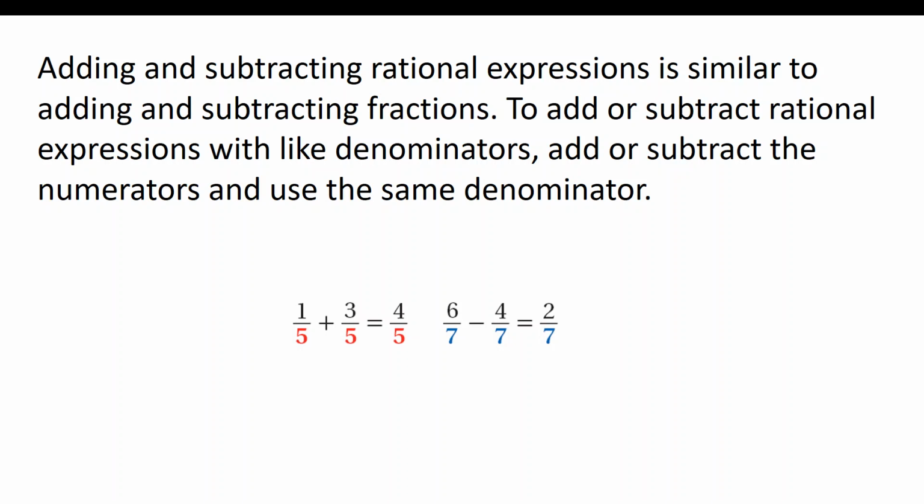Adding and subtracting rational expressions is similar to adding and subtracting fractions. To add or subtract rational expressions with like denominators, all you have to do is add or subtract the numerators and use the same denominator. So 1/5 plus 3/5 equals 4/5. 6/7 minus 4/7 equals 2/7. So that's pretty simple. So let's do some a little more complicated problems.